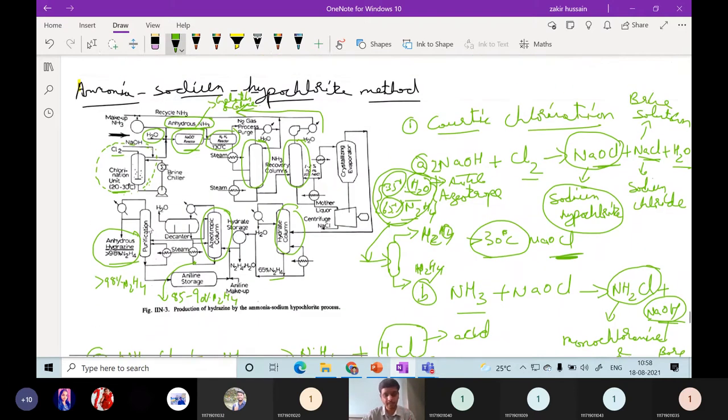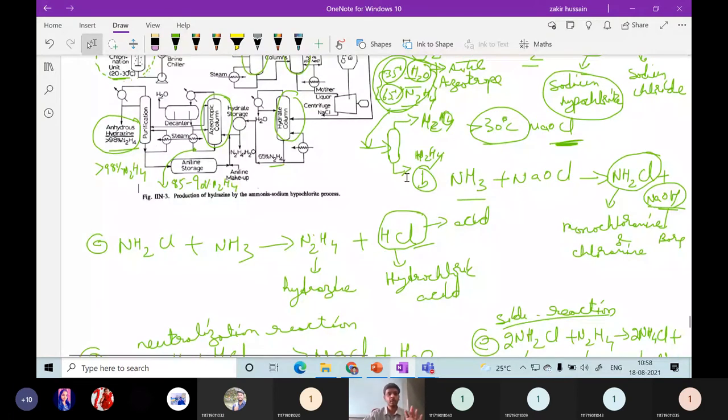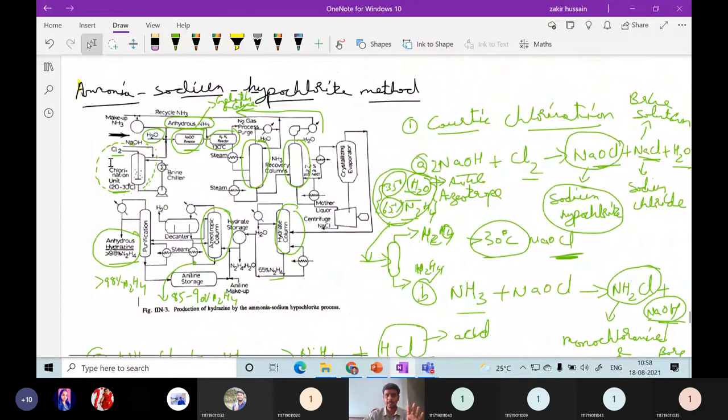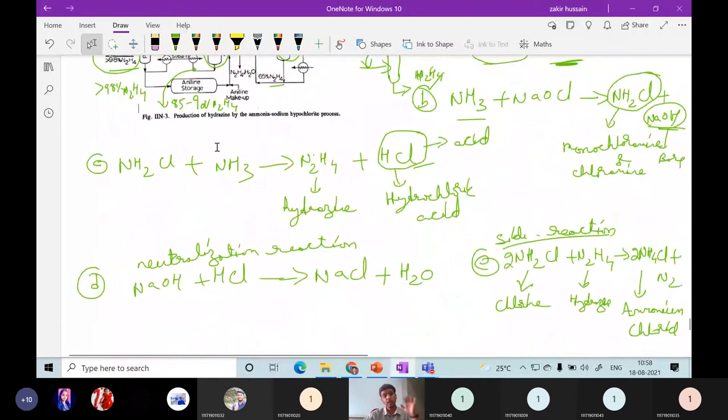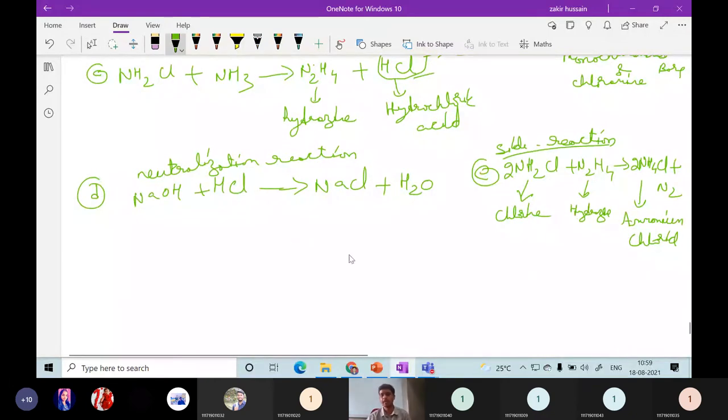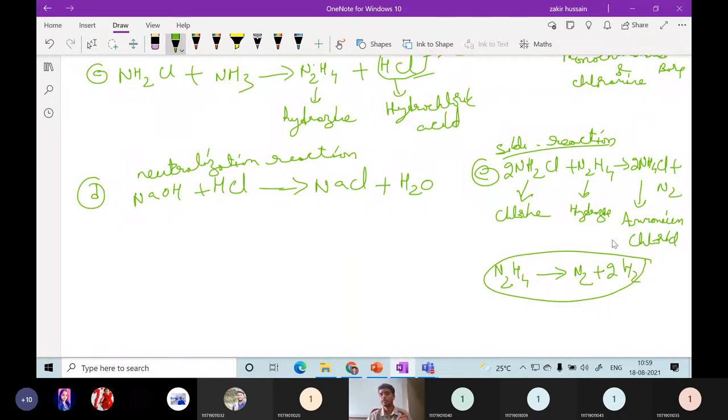So once again, I am repeating this one. Whenever the temperature is greater than 30 degrees centigrade, or whenever you don't inhibit any reaction, another side reaction will also be formed. That is the hydrazine decomposition reaction. N2H4 will be decomposed into nitrogen plus hydrogen. This is also an unwanted reaction. Why? Because we want hydrazine as our product. These are the decomposition reactions, so we don't want these side reactions.